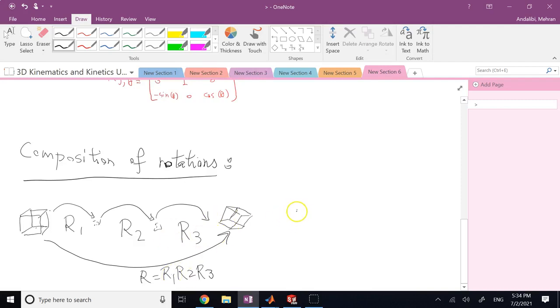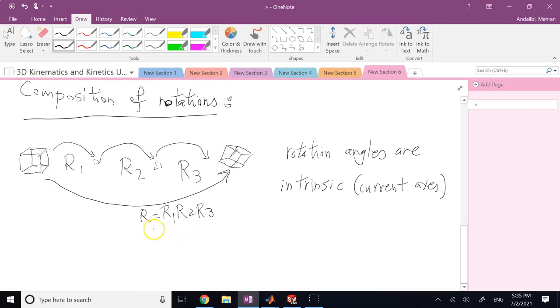So here, as I said, the angles or the rotations are intrinsic, which means the rotations are done about current axes, not absolute. Then the way to combine them is by pre-multiplication. Okay, so this thing here we call pre-multiplication.